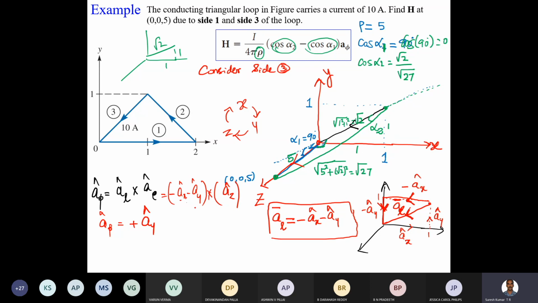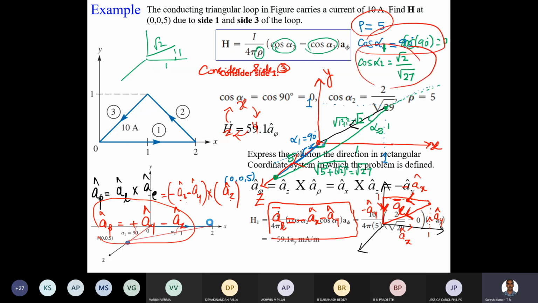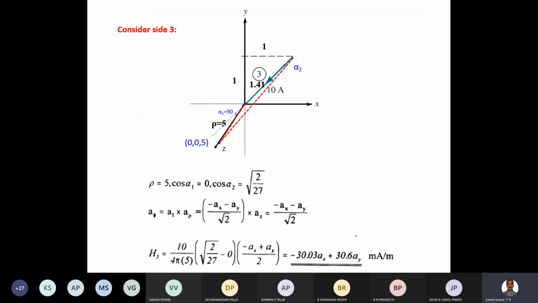Minus and minus get cancelled, right? Then AY cross AZ, you are in cyclic order, so it will give you plus AX. Already there is a minus sign, so it is plus AX. So the direction of the magnetic field is AY minus AX. Now you can put in all the values. You have calculated rho, cos alpha 1 and cos alpha 2. Now you can plug everything in, and finally you will get this answer.